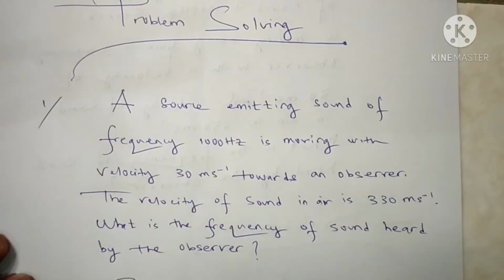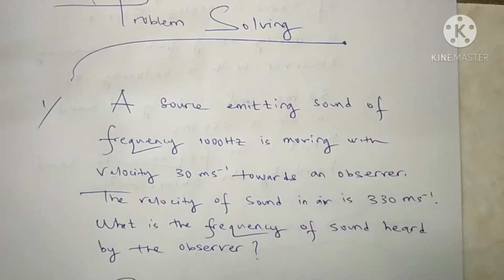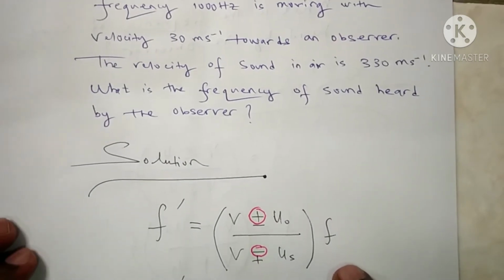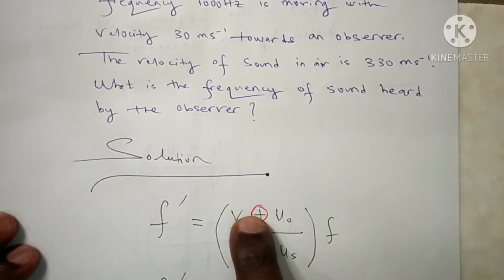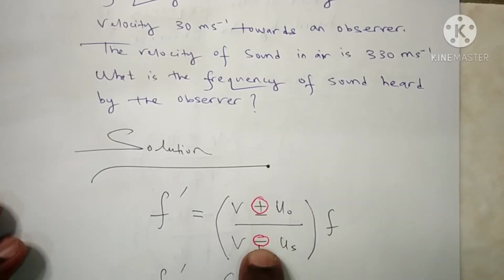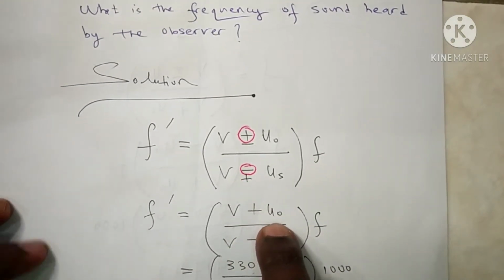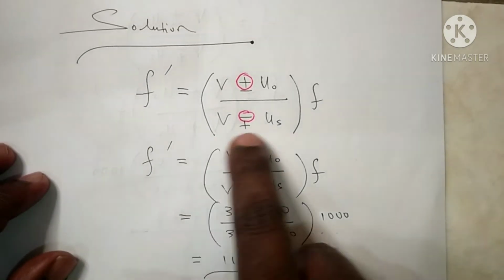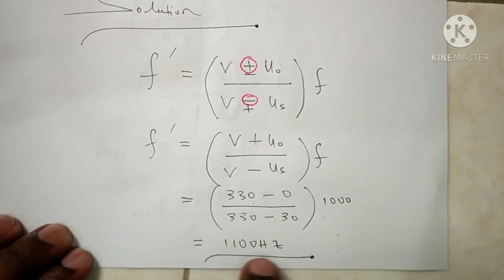So the question is about a source moving towards an observer, where the observer's speed is 0. According to Doppler's effect formula, the numerator will be positive because it is approaching, and the denominator will be negative with the speed of observer is 0. So we substitute all the values accordingly in this formula. Then your apparent frequency is 1100 Hz.